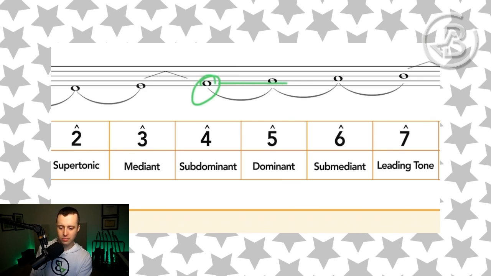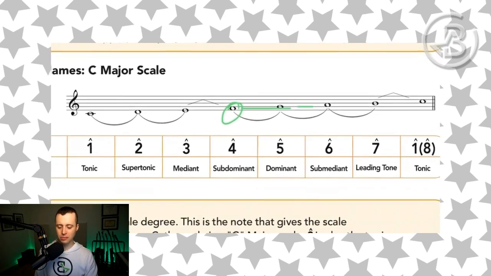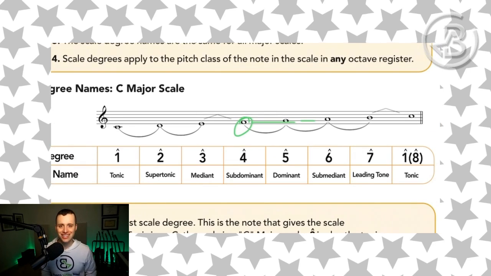It's on space 1, whereas scale degree 5 is on line 2. So it's lower than the dominant, so it's the subdominant. Scale degree 5 is called the dominant. Now it's called the dominant because, as you will see later on in music theory, a lot of things that happen between the tonic and the dominant are going to be very important. And that's why it's called the dominant, because it is important.